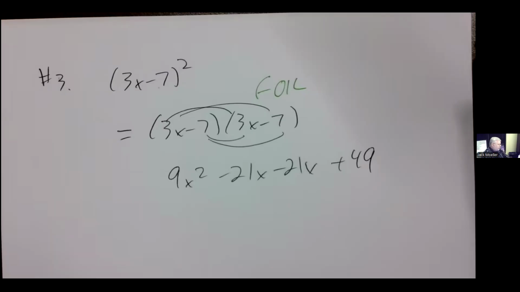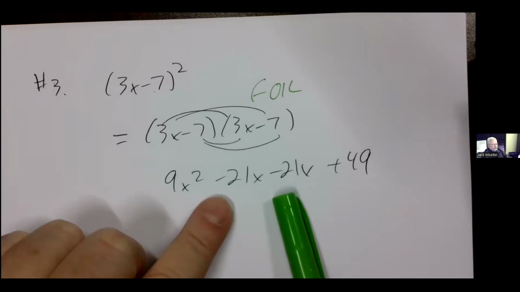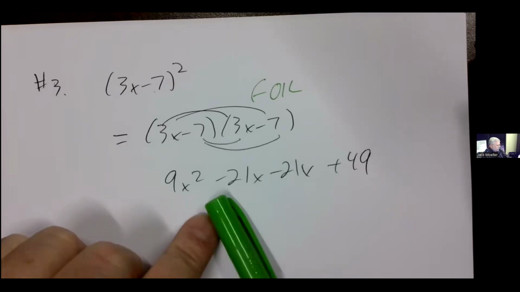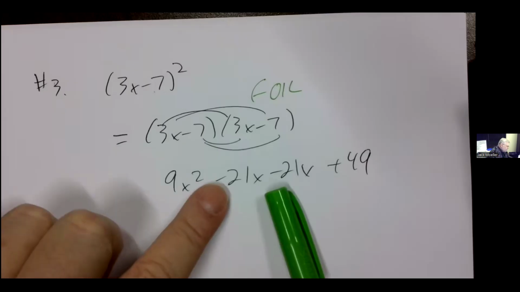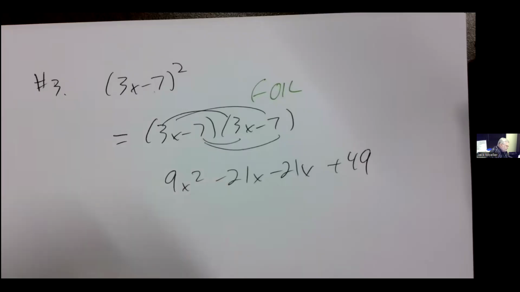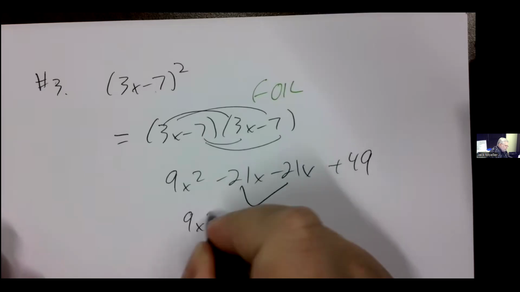Be careful of this. Another common mistake: sometimes students will see the 21s and cancel them out, particularly after we've done difference of squares. But the signs have to be different for those to cancel out. Right? So it's minus 21 minus 21, which is minus 42. We get 9x squared minus 42x plus 49.